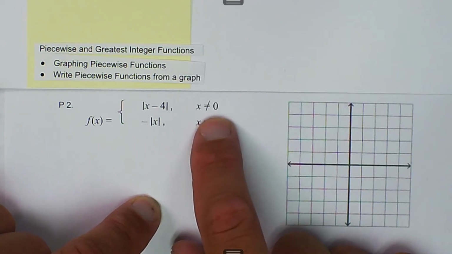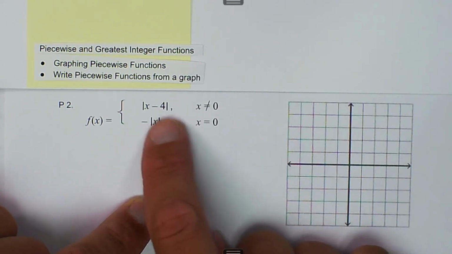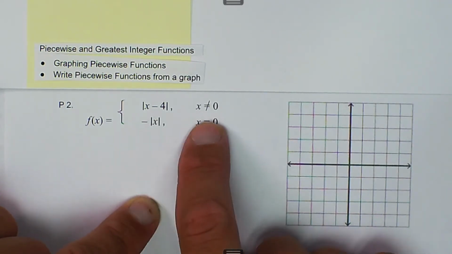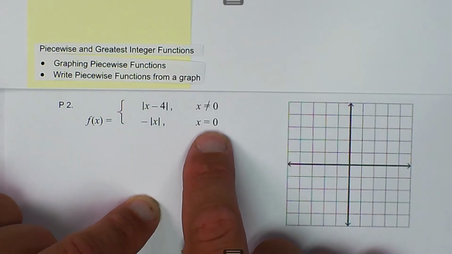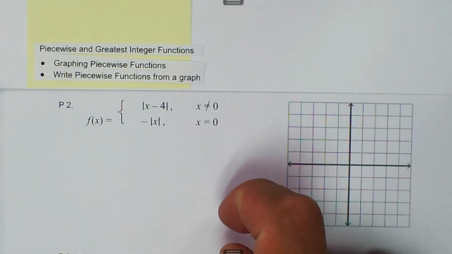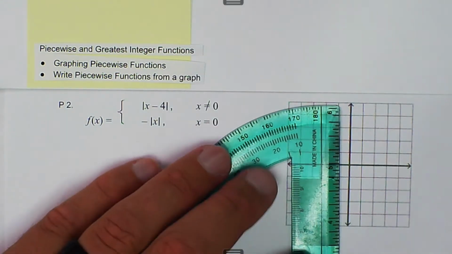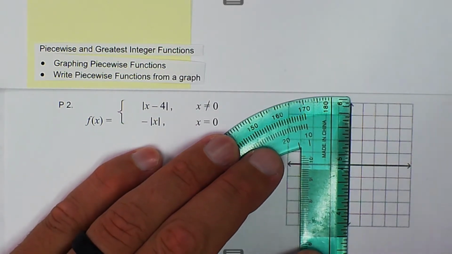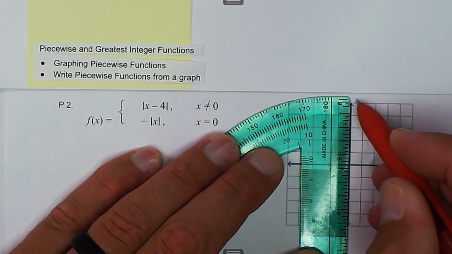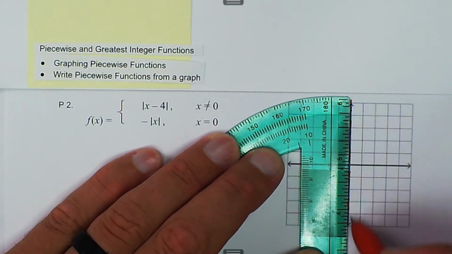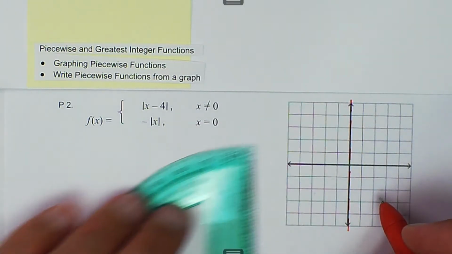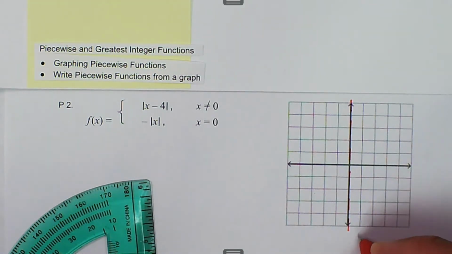So not equal to 0 says that this graph right here exists everywhere except 0. And equal to 0 says this graph only exists at 0. So we already have our restriction drawn, but I'm just going to remind myself. So I'm going to draw where the domain is restricted, and it is only restricted at x equals 0.